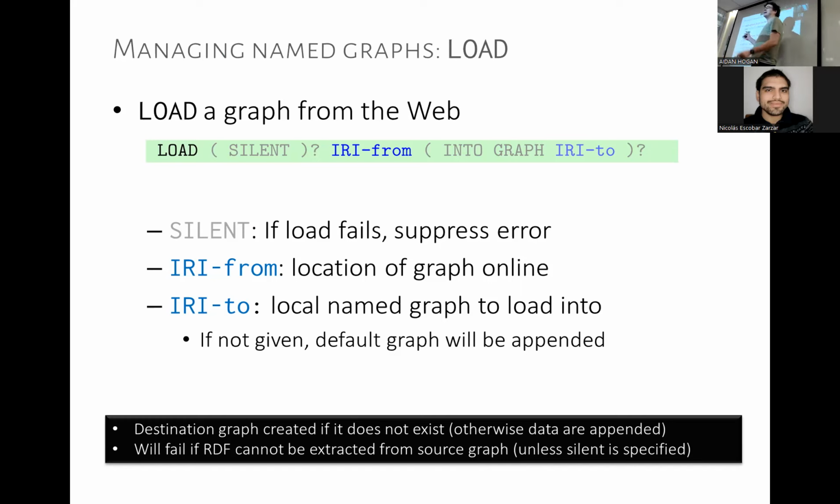Then the IRI after FROM, which is often HTTP, it could also be FTP, is the location of the RDF document we want to load from the web. We have INTO GRAPH again, which is optional, where if we don't specify this, we'll load the data into the default graph. If we specify a particular named graph, we'll load it into that named graph. The destination graph will be created if it does not exist. And it will fail if RDF cannot be extracted from the source unless SILENT is specified. So if we can't load or find the document on the web, or if it doesn't parse as RDF, then it can throw an error unless SILENT is present, in which case nothing will happen.